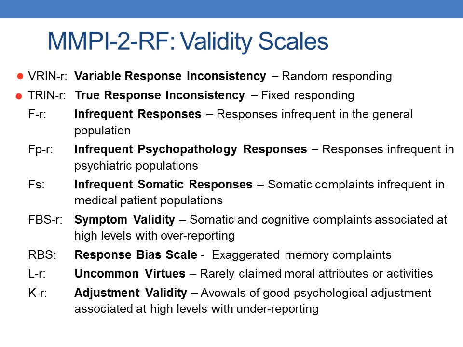So these first 2, VRIN-r and TRIN-r, are used to detect random and fixed responding, so more broadly non-content-based invalid responding. So detecting when people aren't paying attention or randomly responding or responding in an inconsistent fashion by responding true, predominantly true or false, irrespective of the content of the item. The next 5 scales look at various threats to over-reporting.